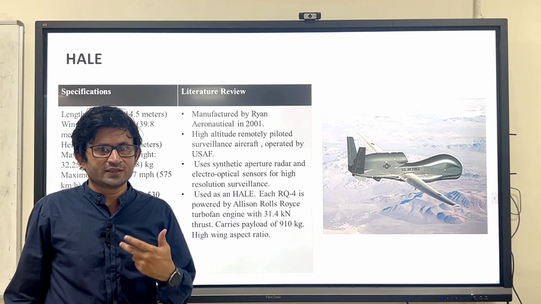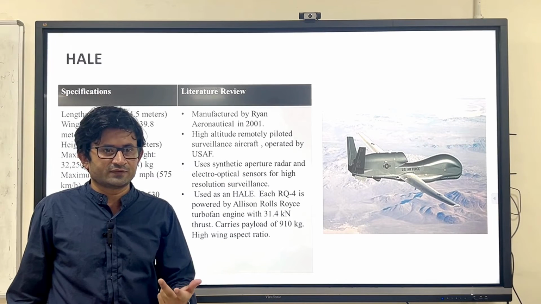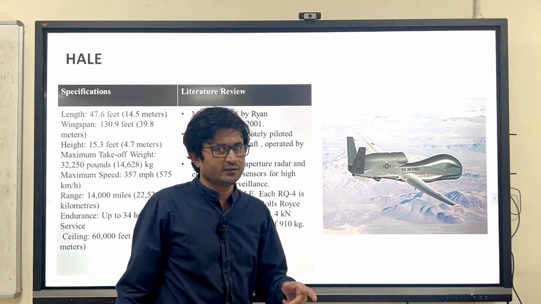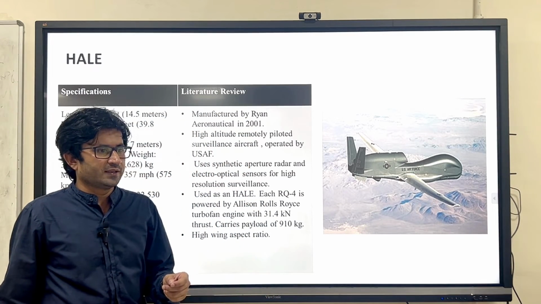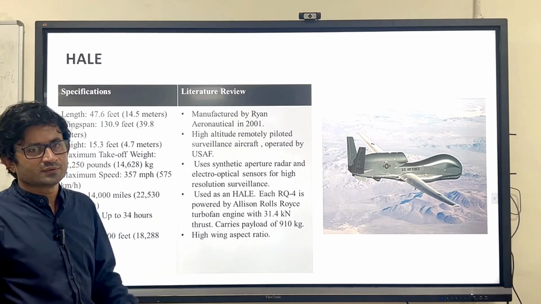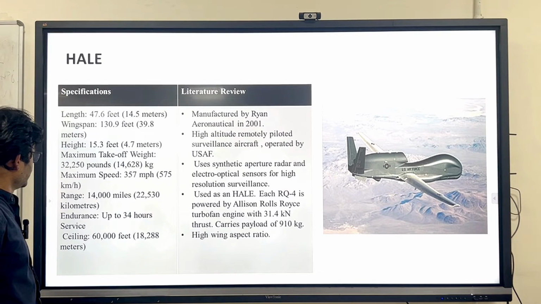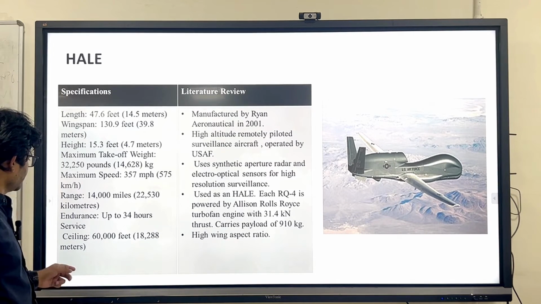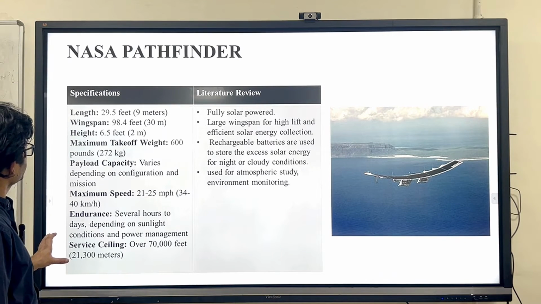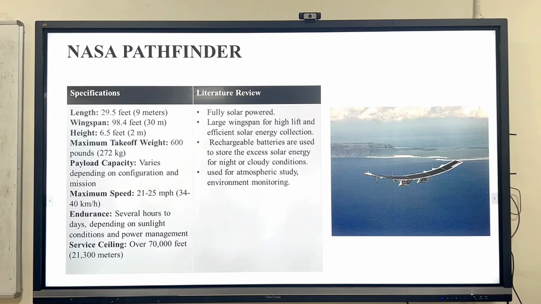For example, India's manned aircraft Hansa 3, whose weight is 750 kg. It can carry two people, one pilot and one crew or passenger. And the weight of this UAV is more than the Cessna weight also, which can carry 4 to 6 people. Okay, this is also a long endurance UAV only, where the maximum takeoff weight is 672 kg, and speed is 34 to 40 kilometers per hour.